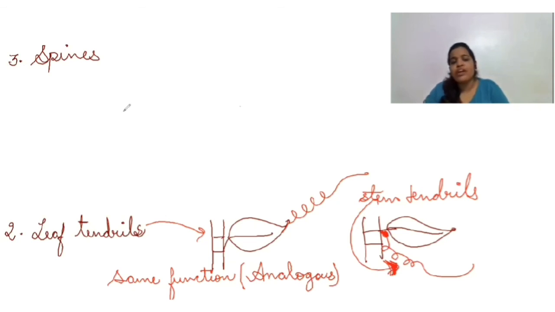So guys, basically what happens over here, the leaf or the lamina becomes reduced, it becomes spine shaped, and the petiole becomes photosynthetic.